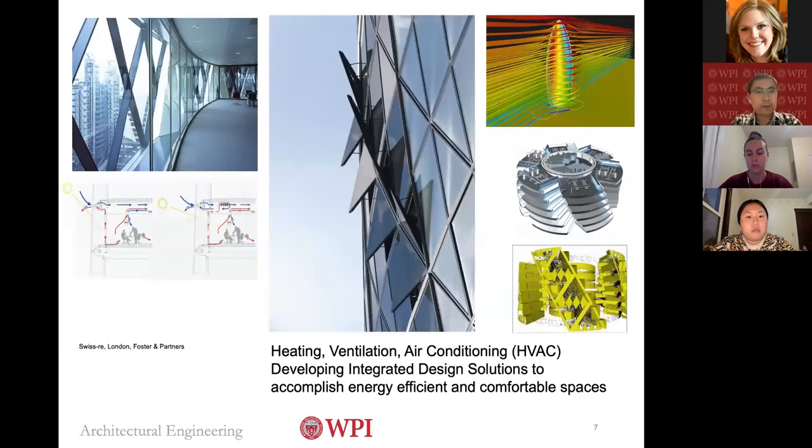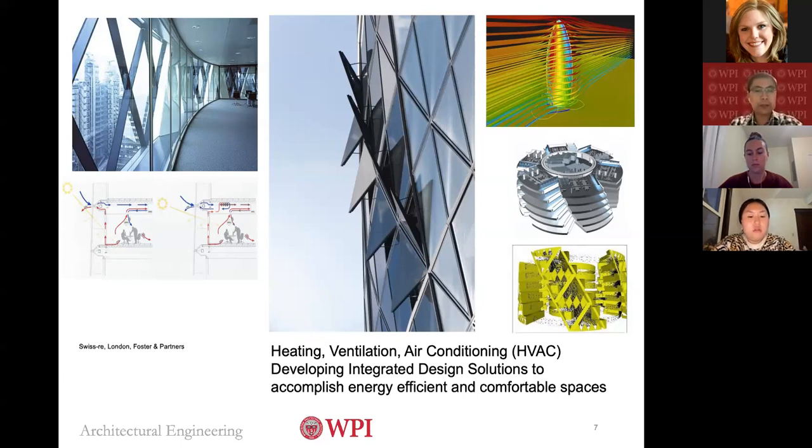Another expert of the team is mechanical engineering. They design the mechanical systems such as heating, ventilating, air conditioning systems, so they can develop integrated design solutions to make people comfortable and also make the building energy efficient. This is getting more and more important during the COVID time.